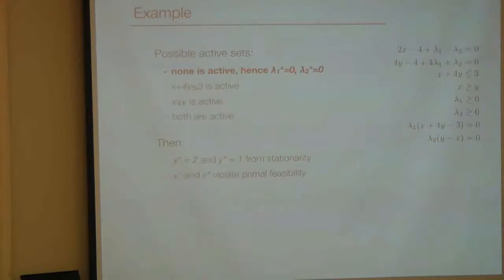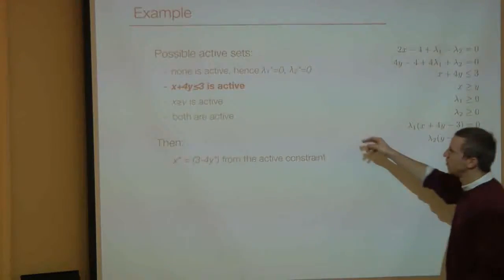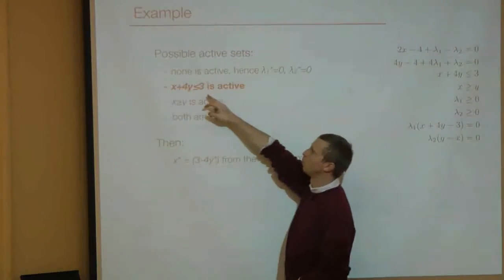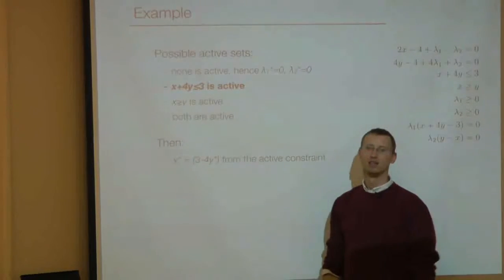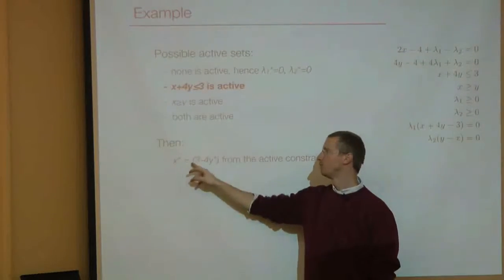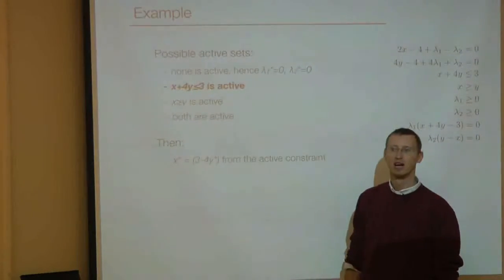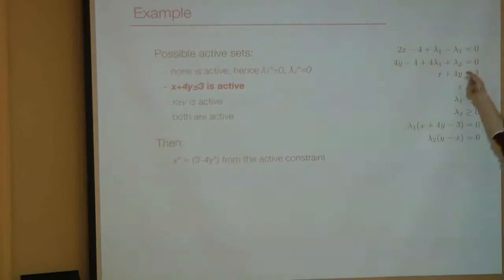We have to check all conditions. So we come here and see, oops, the optimal solution violates primal feasibility. Therefore, this cannot be the candidate for the optimal solution. So we have to go and explore the next option. Since this constraint is assumed to be active, this inequality holds with equality. Therefore, x optimal is exactly this, and we can use it as a substitution everywhere.